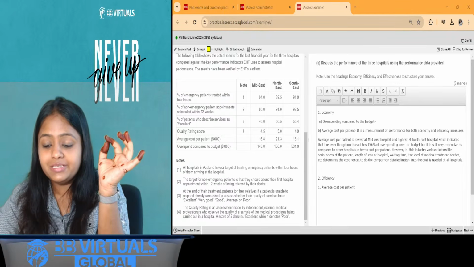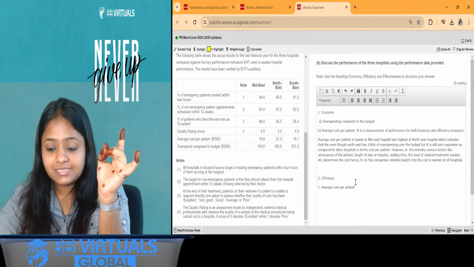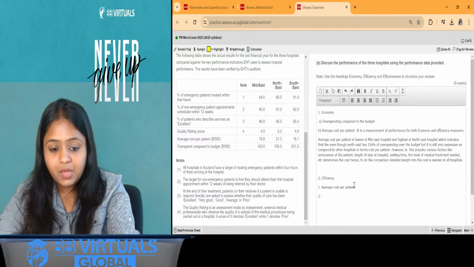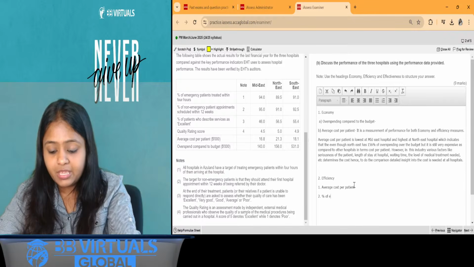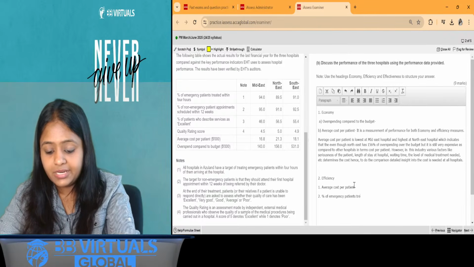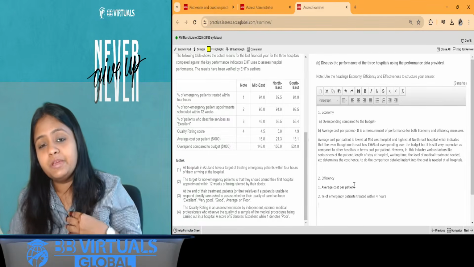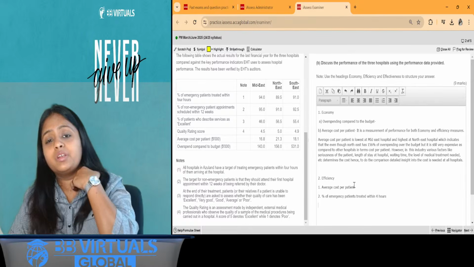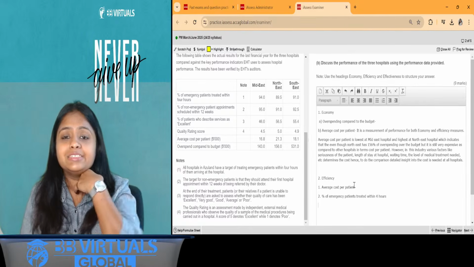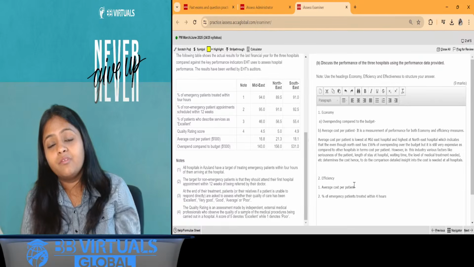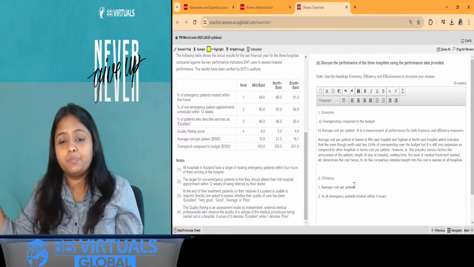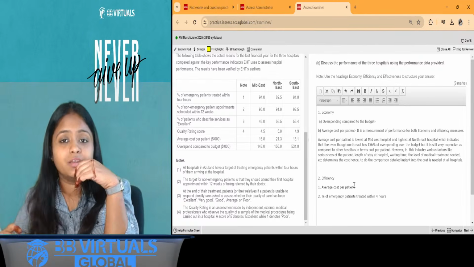So the next one is when you have the emergency. The second one we can take up is percentage of emergency patients treated within 4 hours. Okay, so now the percentage of emergency patients which are treated within 4 hours, what does this indicate? It indicates that the patients, ideally they should be treated 100%.